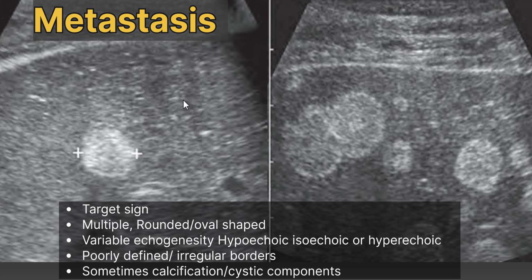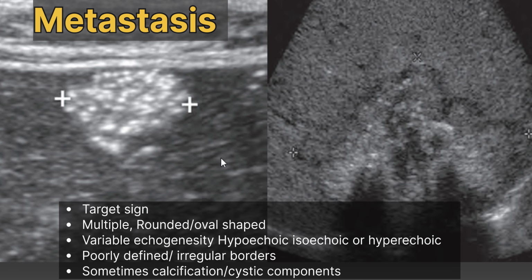Now, this is a case that looks like hemangioma. It is a solid hyperechoic lesion that is simulating the hemangioma, but it's originating from a primary rectal cancer. And this is another case that shows multiple solid hyperechoic masses that are similar to hemangiomas but originating from a primary osteosarcoma.